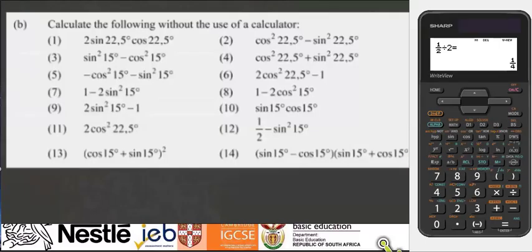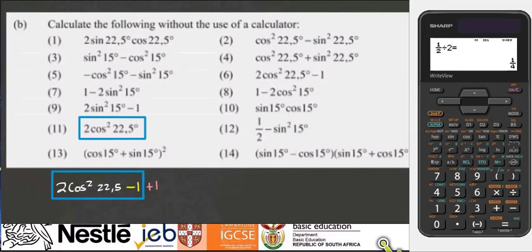Number 11. This one, it's a rule. It's similar to this one, but what's missing is a 1. The 1 is gone. Well, I can do it this way myself. I can say it's 2 cos squared 22.5. I said the 1 is missing, so I'll put minus 1 and neutralize it and put plus 1, meaning this is 0. It's like it's not there. But what I'm putting in a bracket is actually the rule.